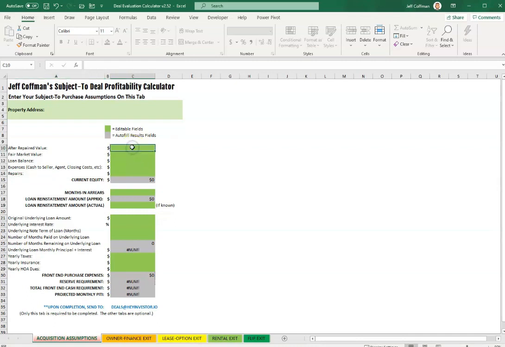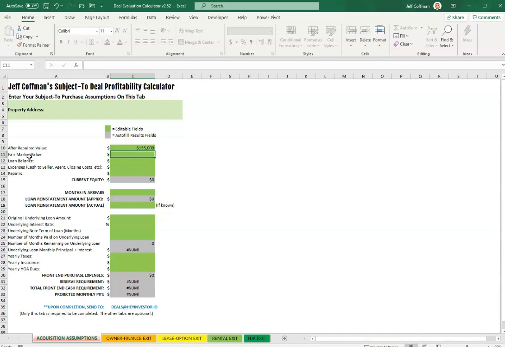So these first couple of fields, you have after repaired value and fair market value. A lot of people don't know the difference between after repaired and fair market value because we're all taught to just use after repaired value. And ARV, or after repaired value, is exactly what it sounds like. If this house is HGTV ready, meaning it's shiny, sparkly, retail ready, what is its value at that point? And for this house, back when I bought it, it was worth $135,000.